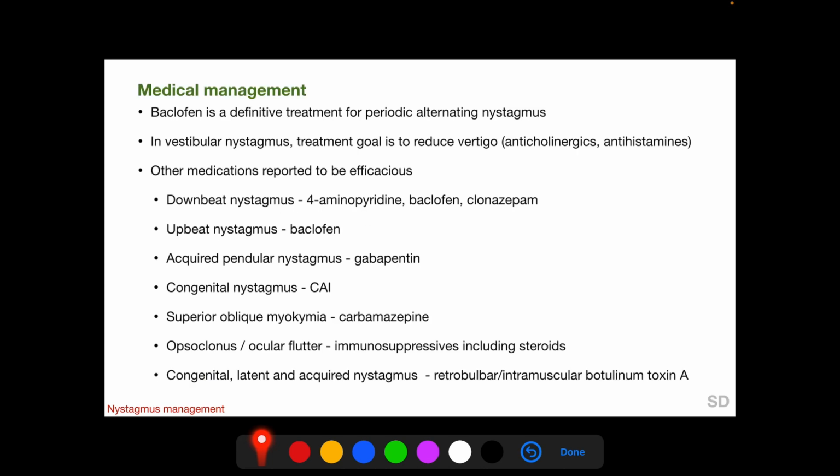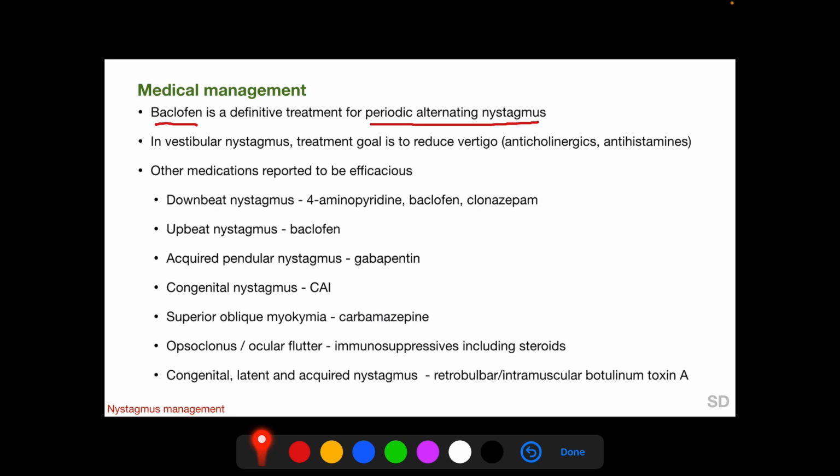Management of spontaneous eye movements can be medical, optical, or surgical, and we have to remember that baclofen is a definitive treatment for periodic alternating nystagmus. In vestibular nystagmus, the treatment goal is to reduce the vertigo, and this can be done with anticholinergics and antihistamines. And there is a long list of medications reported to be efficacious in various patterns of spontaneous eye movements. These include, in addition to baclofen, 4-aminopyridine, gabapentin, carbamazepine, and other drugs.